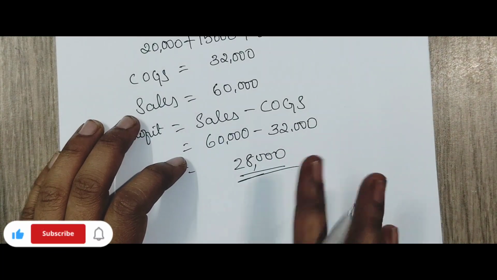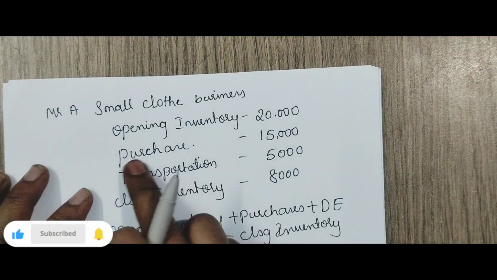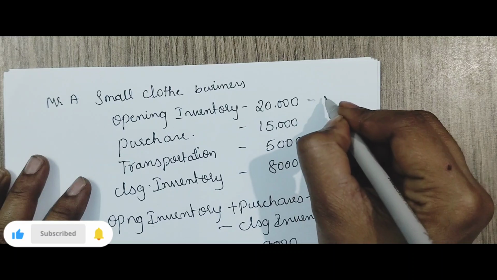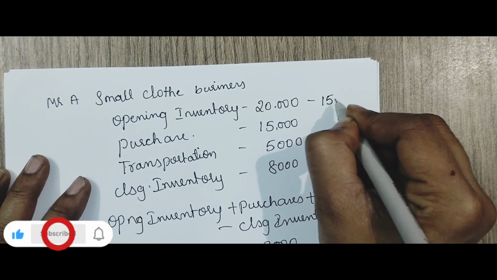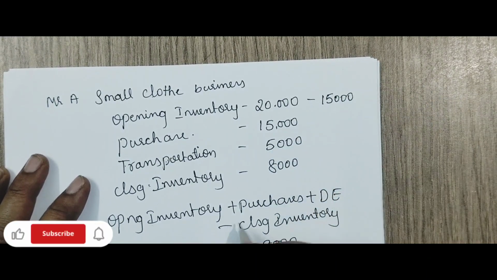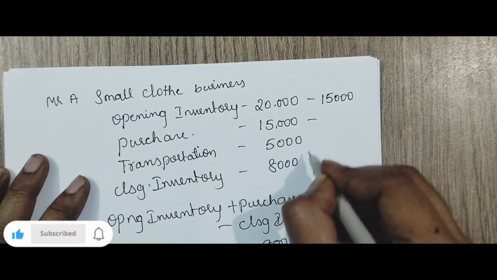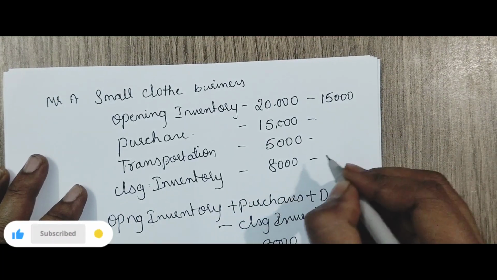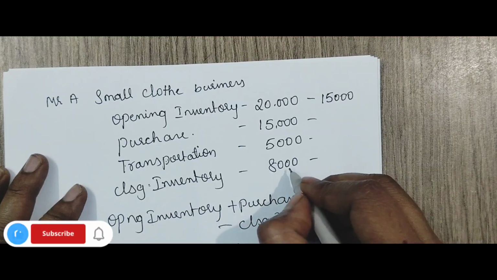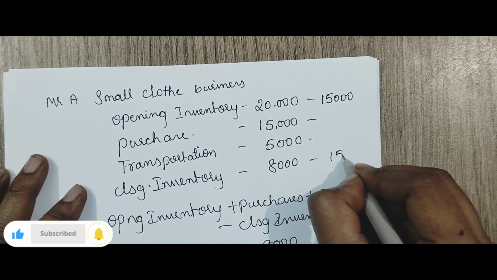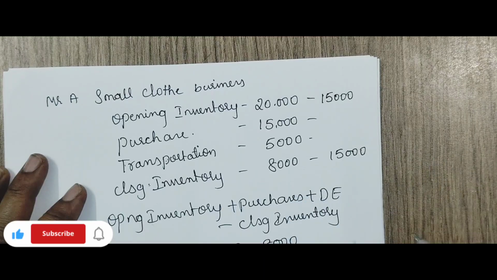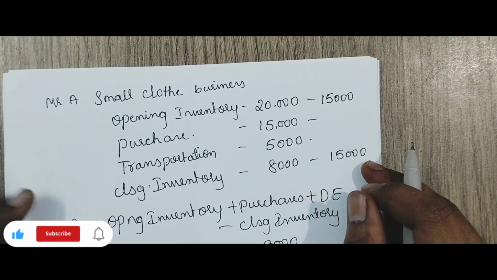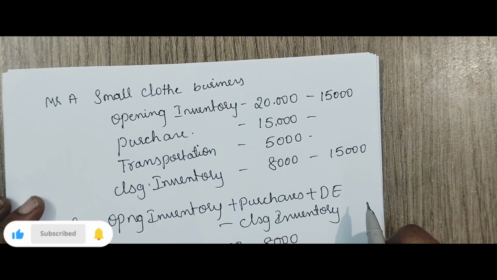Now, let us make small changes. The opening inventory, instead of 20,000, it is 15,000. Purchases I am not going to change. Transportation remains same. But the closing inventory was not 8,000, it was 15,000. Does this change make any difference in the profit?